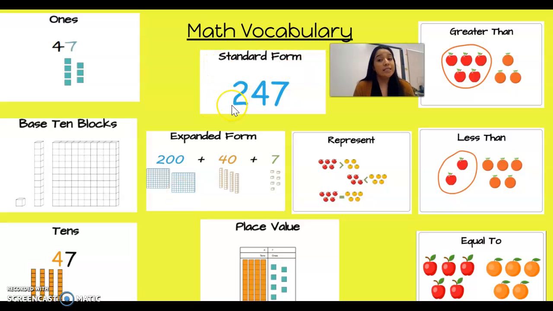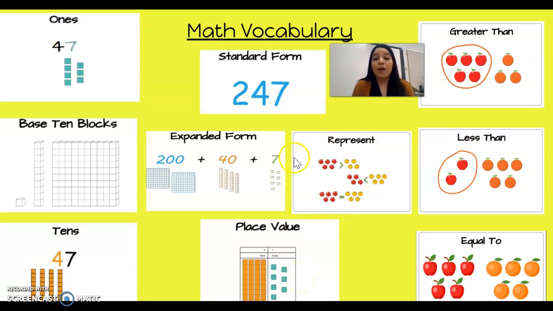Standard form is the digit form of a number. So this is the standard form of 247. Just the digit form. Expanded form. Expanded form is when we take apart a number. So in the number 247, we broke it up into 3 parts. 200 plus 40 plus 7. So we took our tens and our ones and we broke them apart into 2 different sections. Place value. Our place value chart lets us know how many tens and ones a number has.